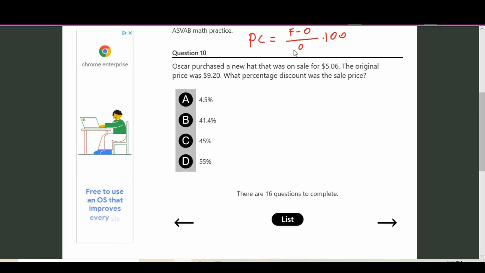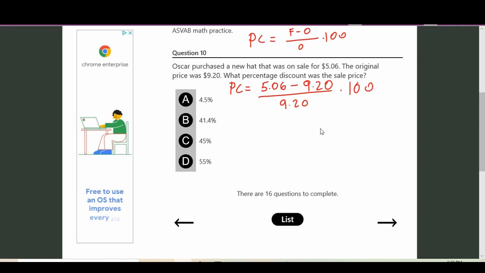I did recently create a video that's completely devoted to this topic, so take a look at that if you need to. But that said, we're trying to find the percentage discount, or how much the percent changes when you go from 920 to 506. So let's set up our formula accordingly. The final price was the final sale price, so that's going to be 506 minus the original price, which is 920, divided by the original price, which is 920, times 100.